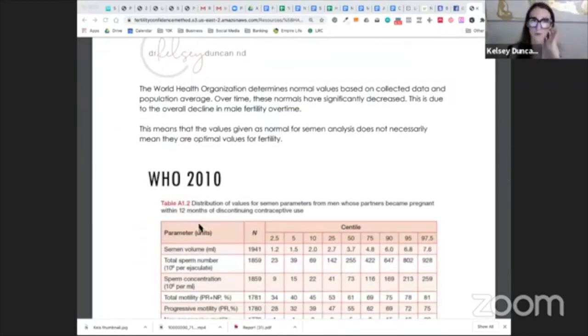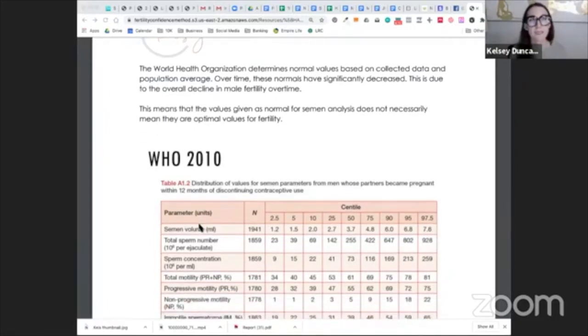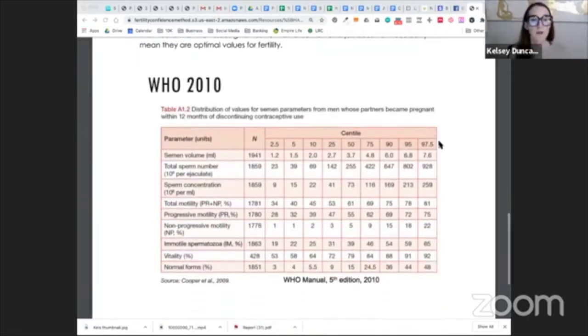So the World Health Organization determines normal values based on data, based on population average. Over time, these values have decreased, and this is due to an overall decline in male fertility. So what we're seeing given as normal in our reference ranges isn't necessarily optimal. This paper is from 2010, not that old, but definitely could be updated. I'm not familiar with how often they update these things. This is the one I have. This is the one that I go by.